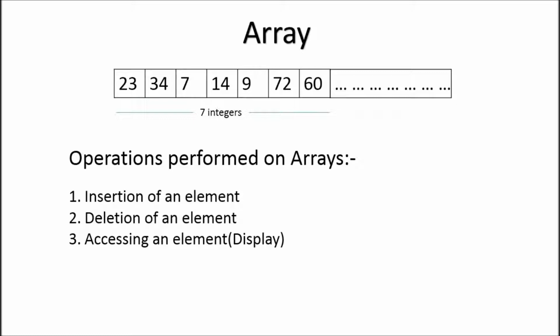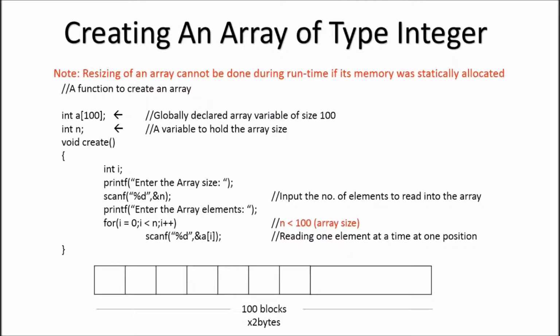Okay, we'll proceed with the operations performed on arrays. The basic operations are insertion of an element, deletion of an element, and then accessing an element, that's basically to display the values present in the array. Let's see how we can go ahead and create an array of a particular data type. In this program, we are creating an array of type integer.